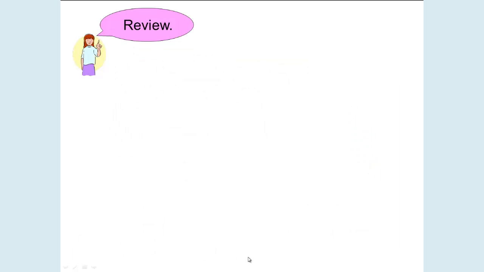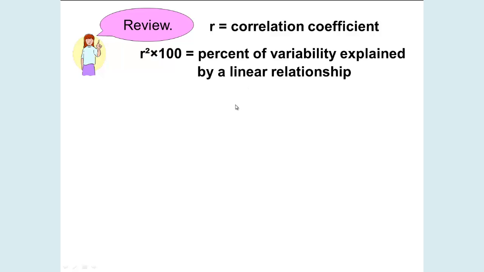As a review or introduction, depending on when you're watching this, let's go over some details. R is going to be our correlation coefficient. Sorry about that. My phone rang and I had to pause, so I'm going to back up to make sure that I have covered everything I need to do. R is the correlation coefficient, and next we have R squared. R squared, if you multiply that by 100, gives you the percent of variability explained by a linear relationship.